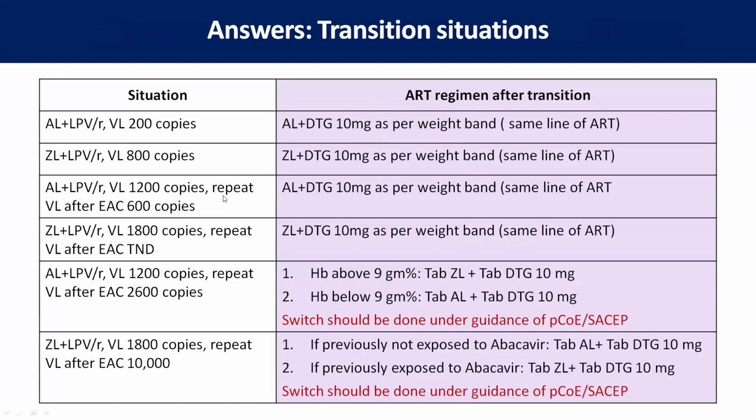If it's more than 1000, so what do we do? Enhance adherence counseling. Again, if it came down, then again ALD. If it's more than 1000 even after enhanced counseling, then again we follow the previous guideline.